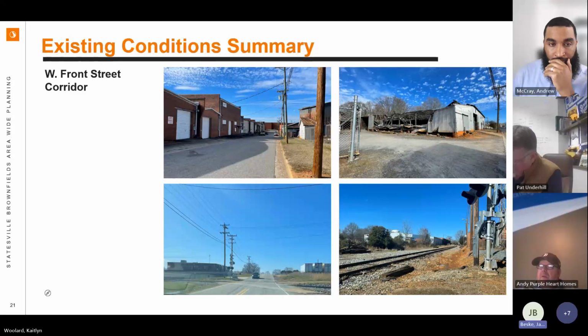And then just a couple shots. We all know what this area looks like. I see a lot of opportunities in these pictures. Hopefully you can do the same by the time we're done with this process.